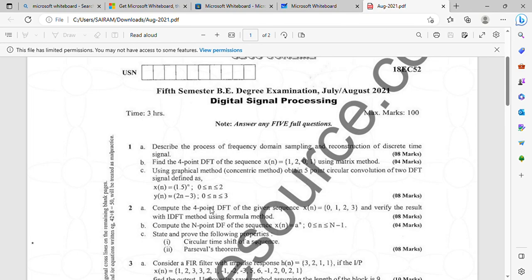So we have discussed this question already, but we haven't discussed it with respect to the formula method. So the formula method is what I have to start teaching you, right? So we learned the matrix method, the DFT as well as IDFT. On the same basis, you have to solve all the other problems, right? All the other 4-point DFT problems with respect to the matrix method. So that is why I taught you.